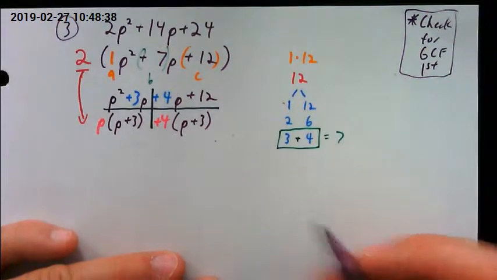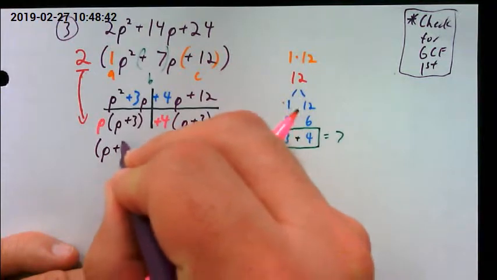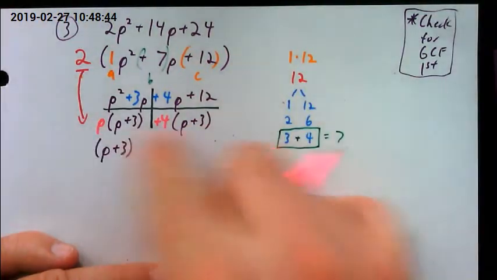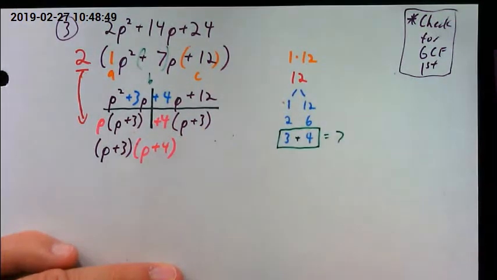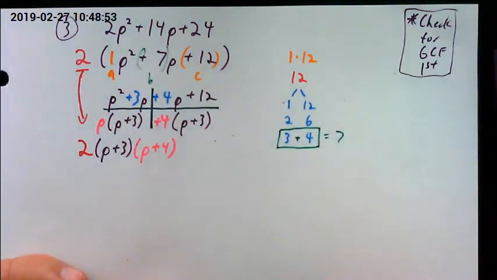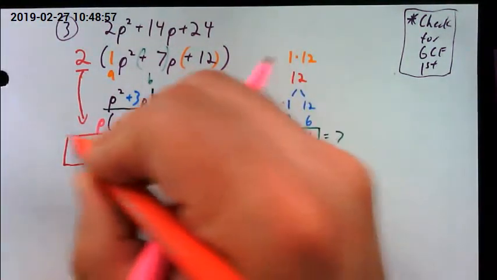So now, we have the same thing in parentheses. We can factor that out to the front. P plus 3. And the other two come together. P plus 4. The 2 that we had at the very beginning coming out, again, it's still there. And now this is our final answer.